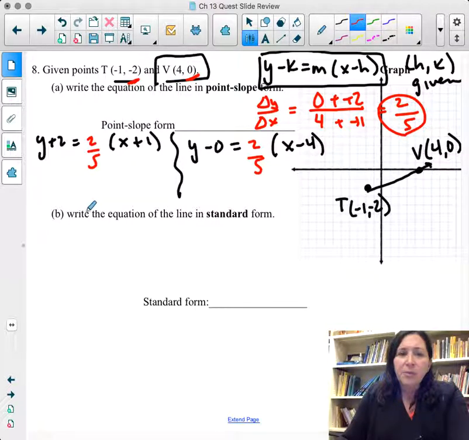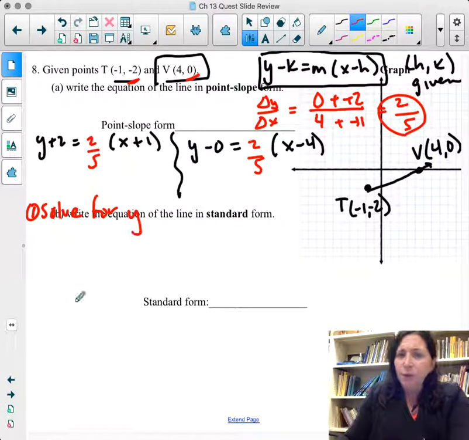Now, to put this in standard form, what you actually have to do is go through and put it in slope intercept form first, which means first I'm going to solve for y.